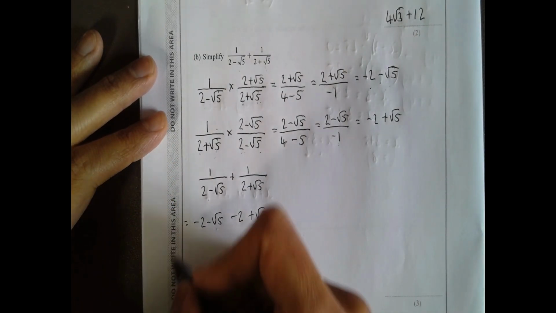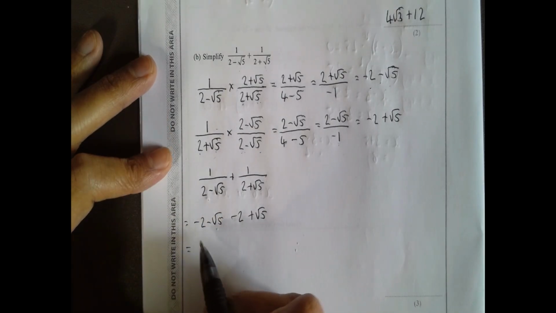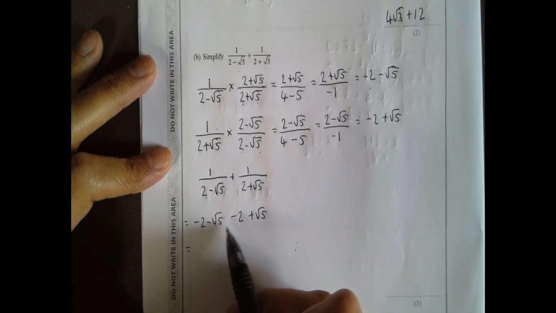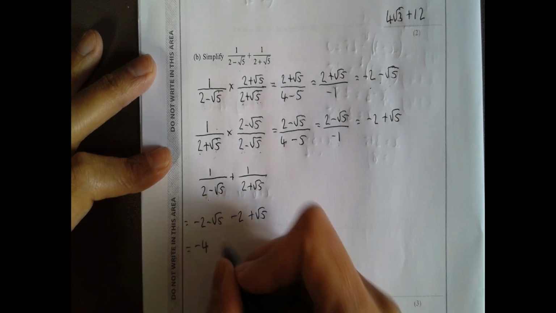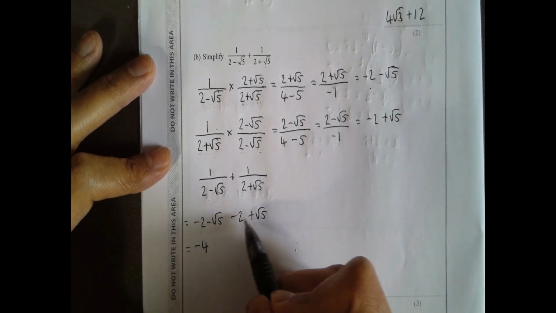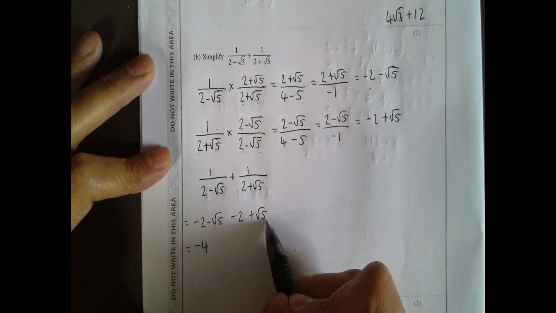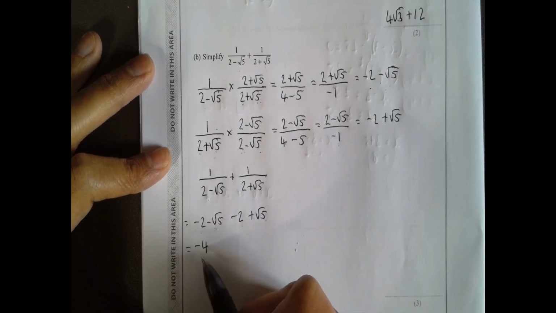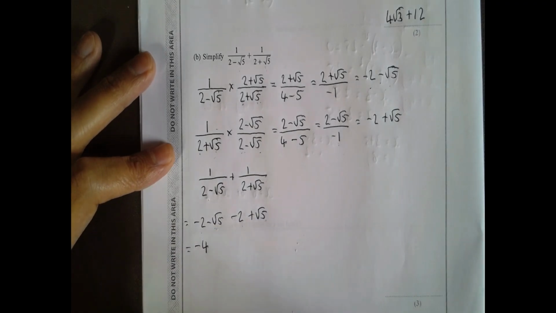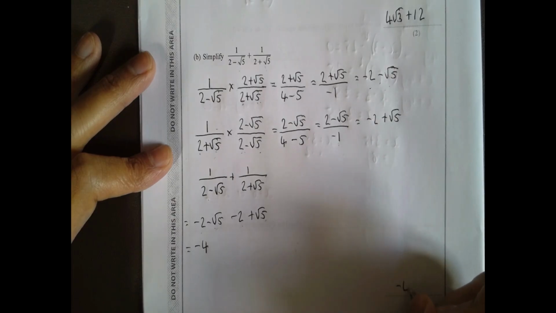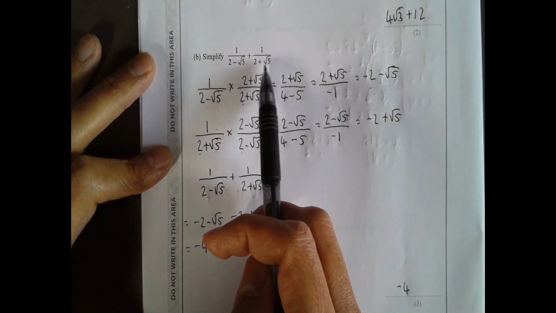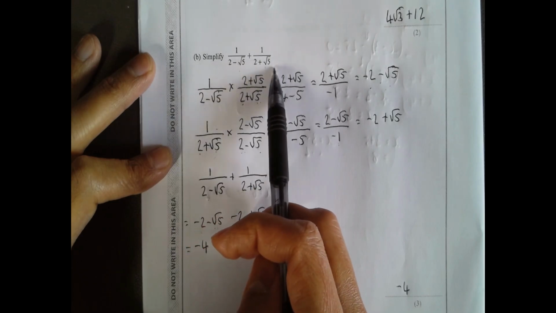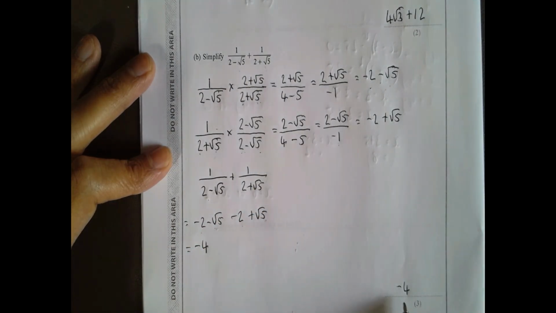I can simplify this now because I've got like terms again. I've got a negative 2, take away another 2, so that gives me a negative 4. I've got a negative root 5 plus root 5, and they're going to cancel each other out. So I am just going to end up with an answer of negative 4. Just to be clear, what I'm saying is that if I added these two fractions together, the answer that I get is a rational number, and it's just going to be negative 4.